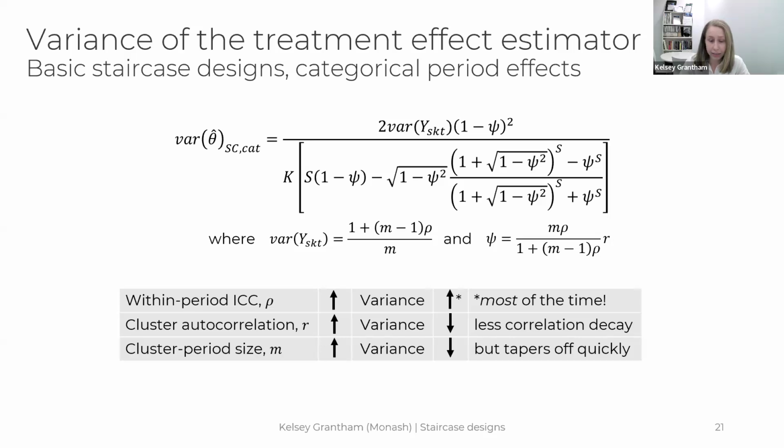Second, the variance decreases, or alternatively, the power increases as the cluster autocorrelation R increases, so as we have less correlation decay. And third, the variance decreases with increasing cluster period size, but tapers off quickly. So after a certain point, we don't get much more useful information about the treatment effect by measuring more participants in each cluster period.